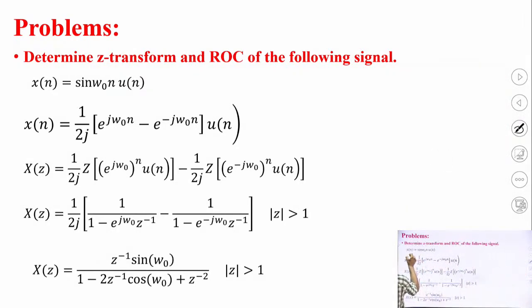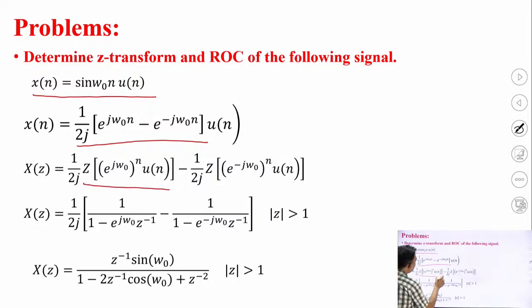xn equals sin(omega naught n) u(n). Okay, so you can always represent sin(omega naught n) in terms of complex exponentials. So we can write it as 1 upon 2j (e to the power j omega naught n minus e to the power minus j omega naught n) u(n). Okay, now if we take the Z transform, according to the linearity property, we can write X(z) equals 1 upon 2j times the Z transform of this term minus 1 upon 2j times the Z transform of this term.